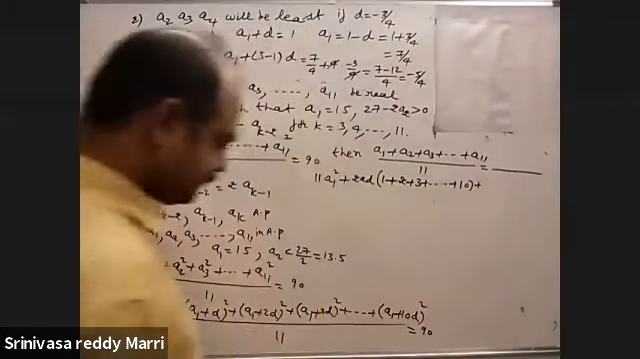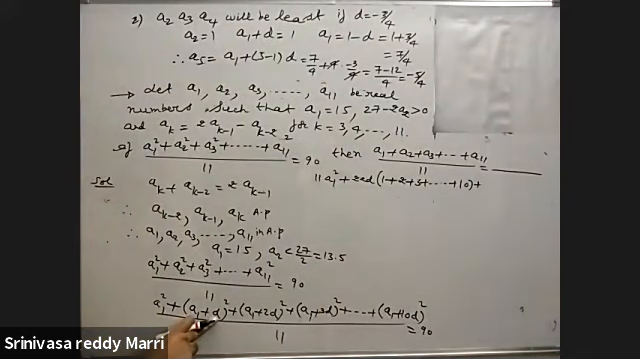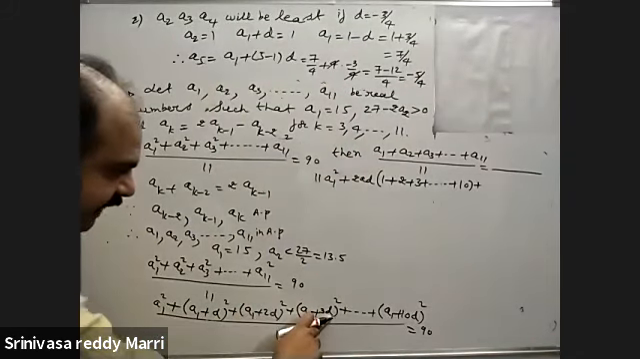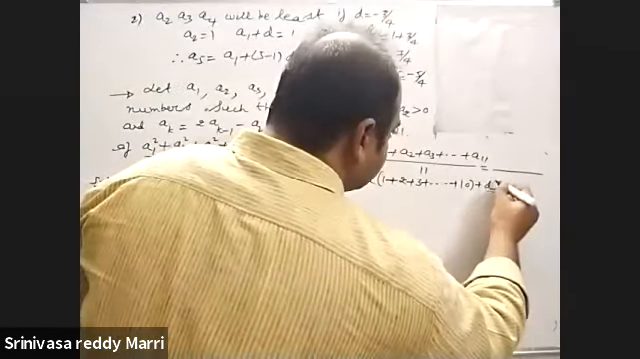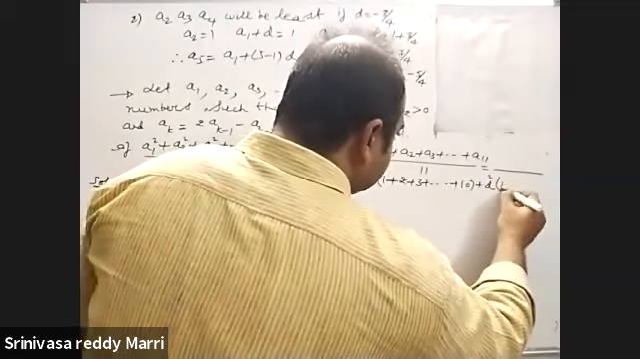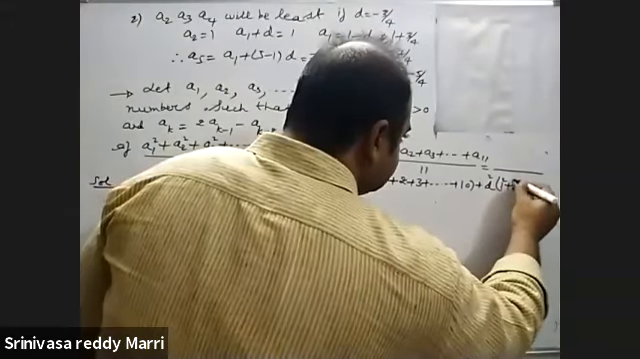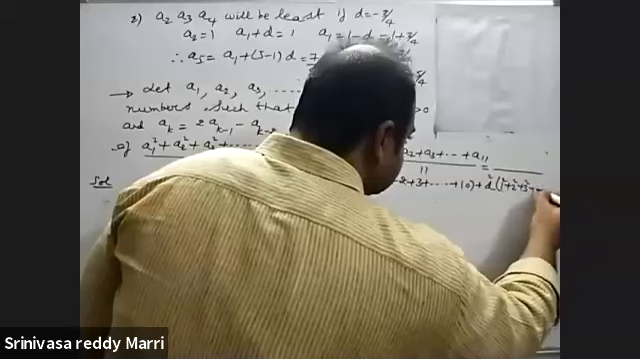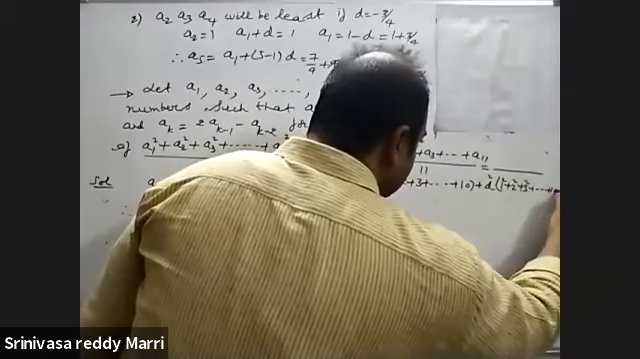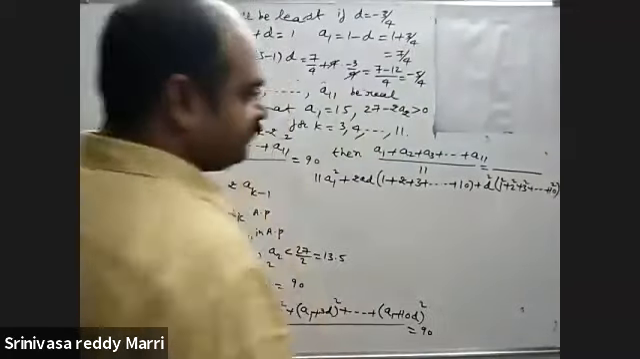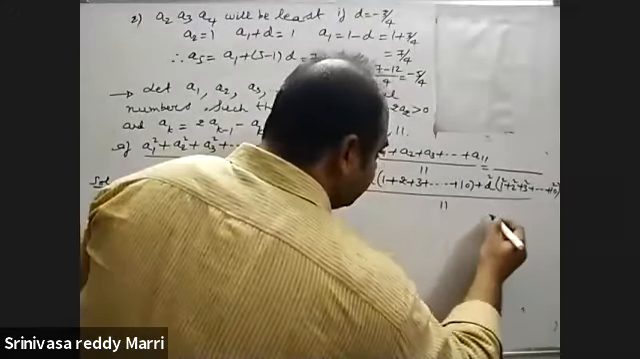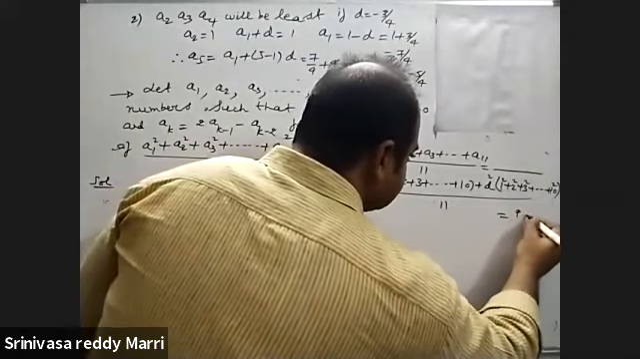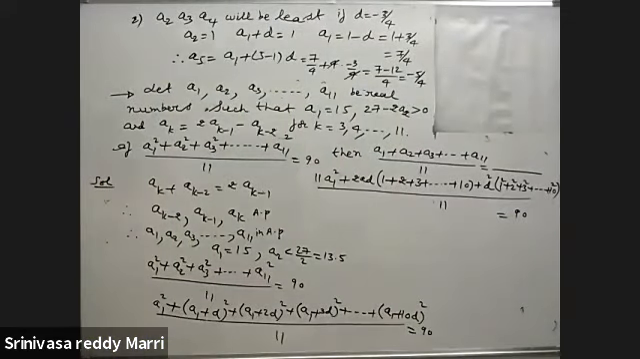Now look at, this is d square, this is 4d square, this is 9d square, this is 100d square. If you take d square common, you will get 1 square plus 2 square plus 3 square and so on, up to 10 square. So divided by 11, this value is given as 90.